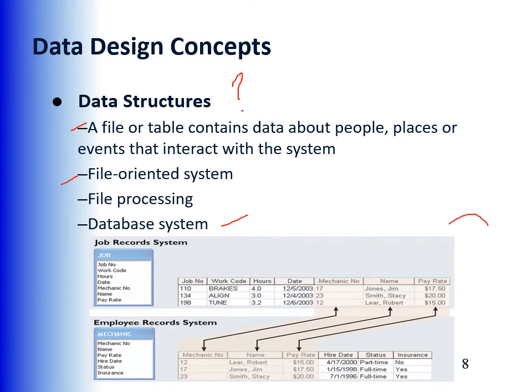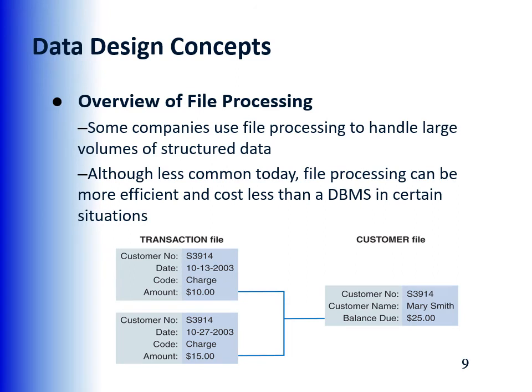So this diagram, for example, shows a sample of data structure in a job records system and an employee record system. Okay, this is an overview of file processing.